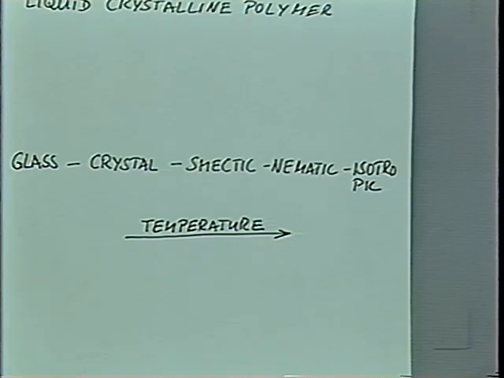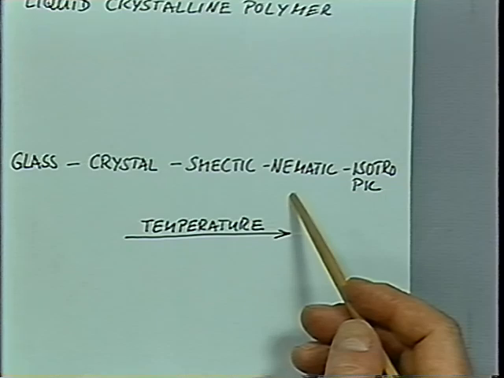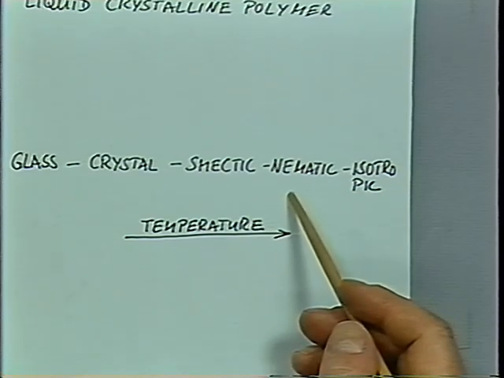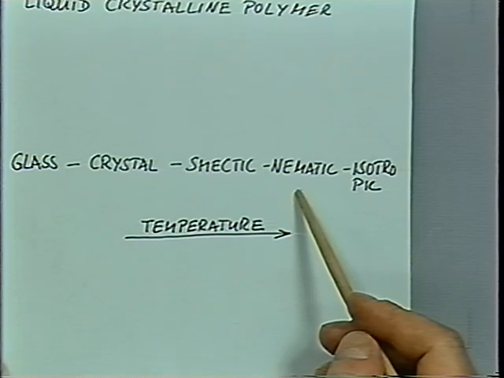So the system is disordered. As the temperature is decreased, the order is somewhat increased. We lose the rotational possibility of the molecules. We still have translational freedom in the molecule, and that's the nematic system which we are going to talk about.